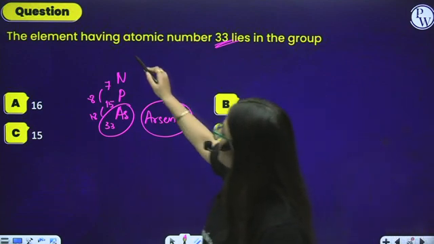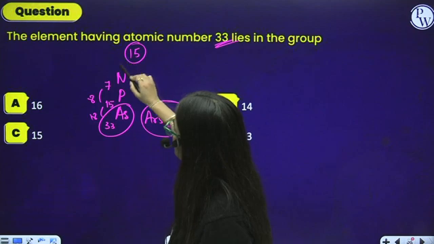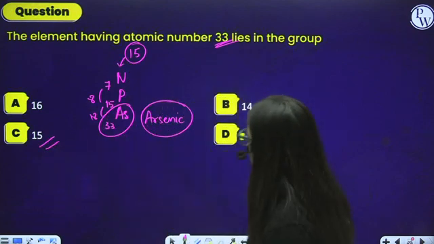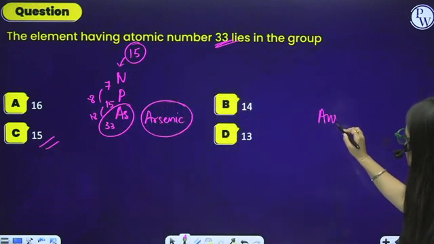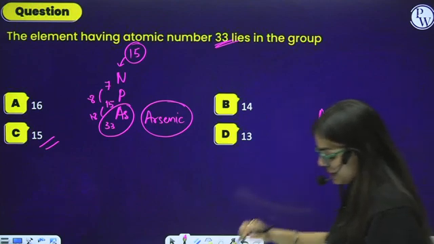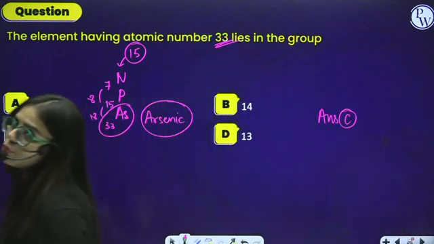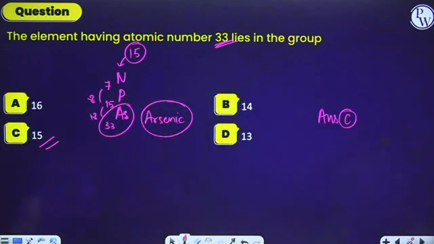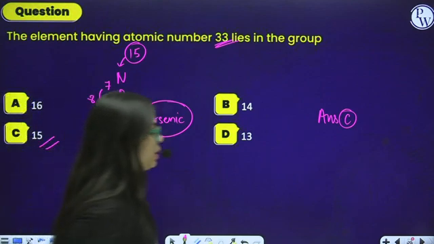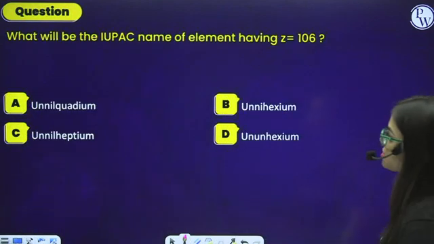To which group does it lie? It lies under the 15th group. Nitrogen is 15th group. So the answer comes out to be option number C. Clear, everyone? Everybody please write it down so that we can move on to the next question of ours. Yes, students. Done. Okay. Now comes the next question.